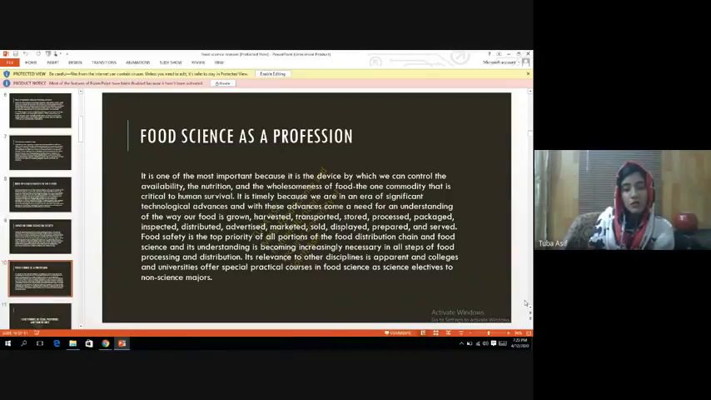Food safety is the top priority in all the stages, from the handling of the raw materials to the serving of the end product. It is the top priority of the food distribution chain, and food science and its understanding is becoming increasingly necessary in all steps of food processing and distribution. Its relevance to other disciplines is apparent, and colleges and universities offer special practical courses in food sciences as science electives to non-science majors as well.